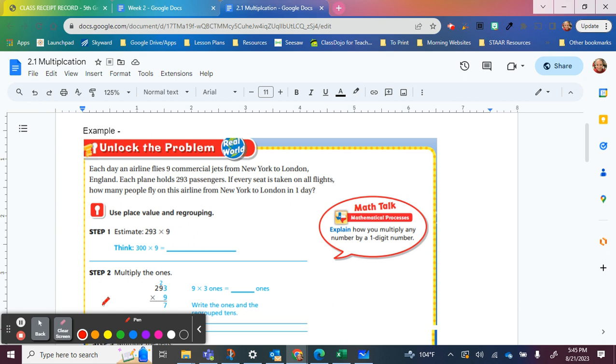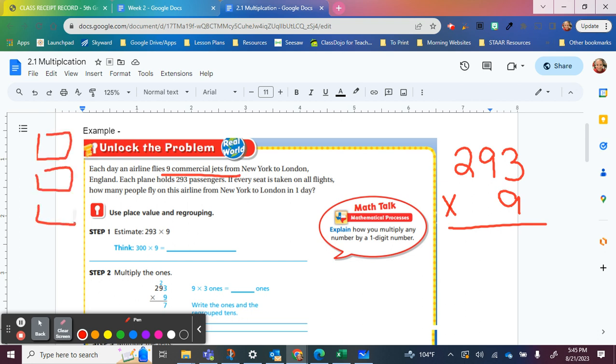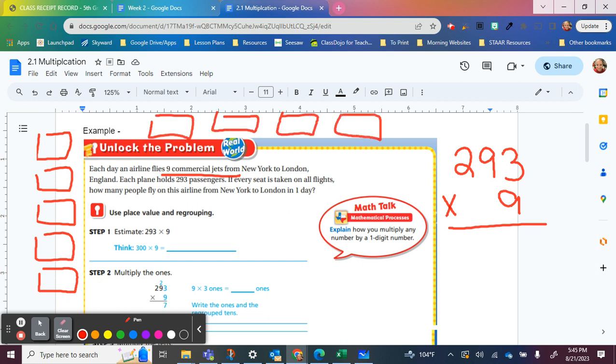All right, so our problem is 293 times 9 because we know that we've got 9 different jets. So picture 1, 2, 3, 4, 5, 6, 7, 8, 9. And on every single one, if each one of these represents a plane and there's 293 on each plane, that means this one's going to have 293, this one's going to have 293, every single one.